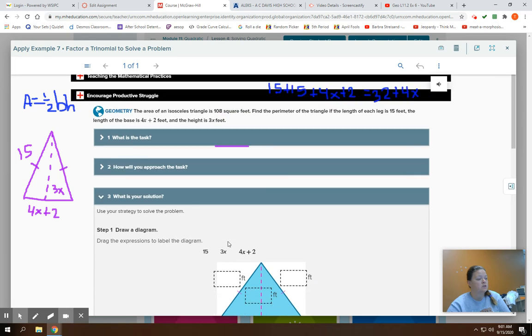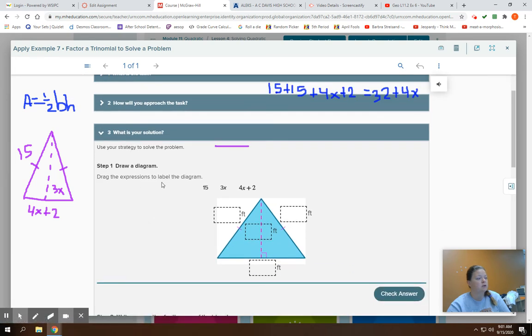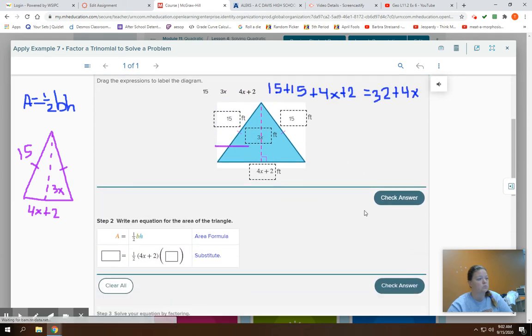So use your strategy to solve the problem. Drag the expression to label it. Okay, so we're going to label it just like I did in my drawing over here in purple. So we know this is 15. We know this is 15. We know this is 4x plus 2. We know this is 3x. So using the area formula, we know the base is 4x plus 2. We know that the height is 3x. And we know the total is 108 square feet.